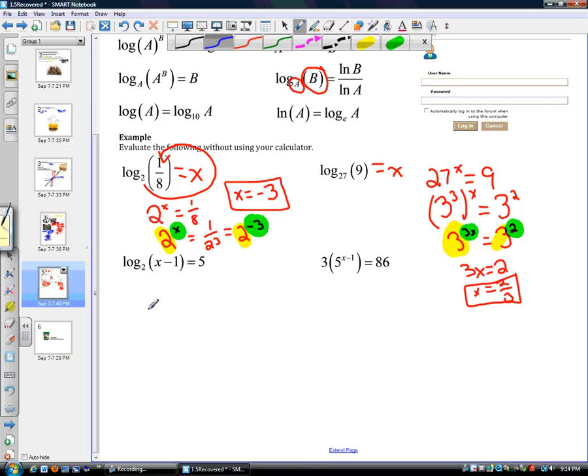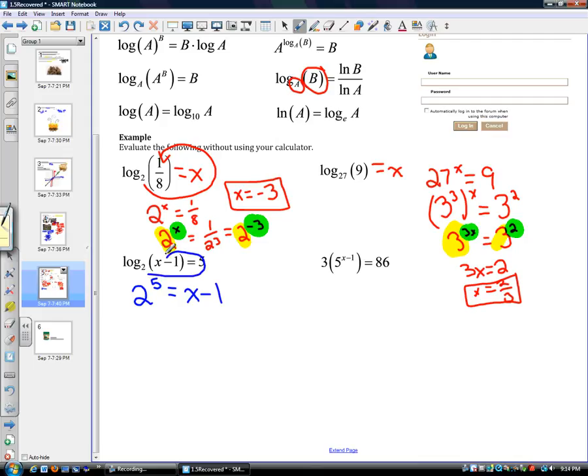Next, this one looks a little bit more complicated, but it's really not. So I still just have the same thing. I'm going to write it in exponential form instead of logarithmic form. 2 to the 5th equals x minus 1. And I just want to solve for x, so I'm going to add 1 to both sides. Well, first of all, 2 to the 5th is 32, plus 1 is 33. That was easy.